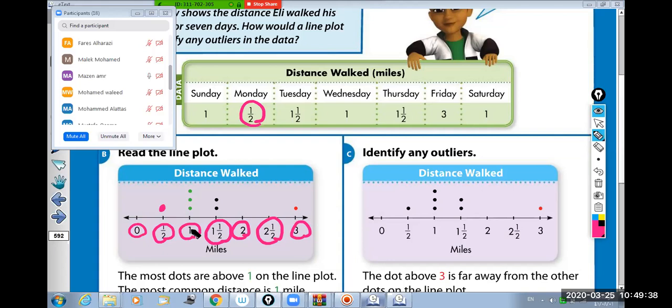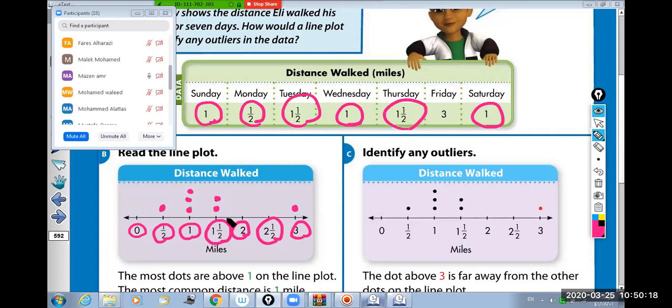What about the 1? The 1 is repeated how many times? Check, please. 3. Yes. 1, 2, 3. That's why he put 3 dots above the 1. Do you understand or not? Yes. What about 1.5? Repeated how many times? Check. 2. That's why above 1.5 he put 2 dots only. What number is still here, Mazen Amr? 3. How many times is the 3? 1. So above the 3, just put 1 dot. You understand or not? Yes.